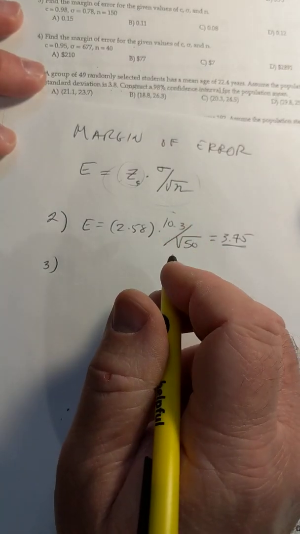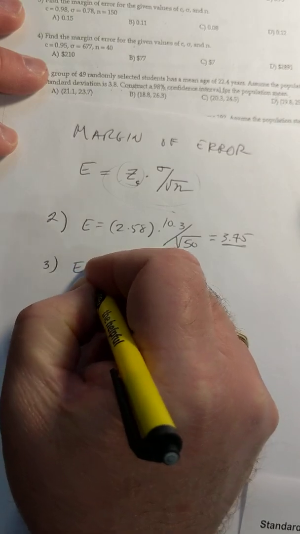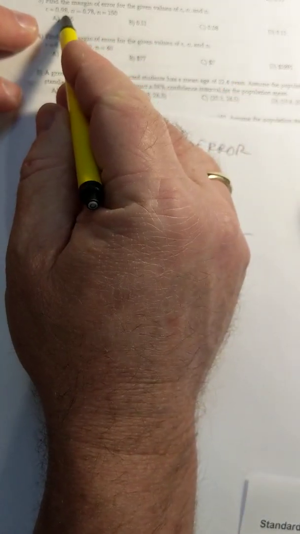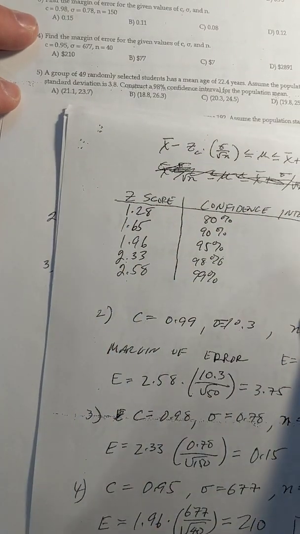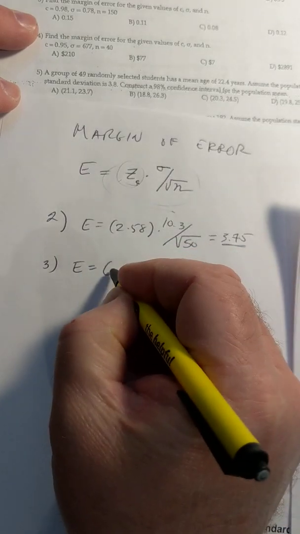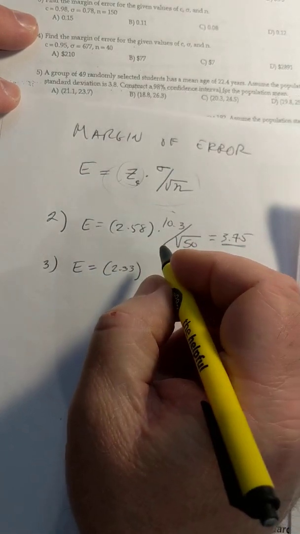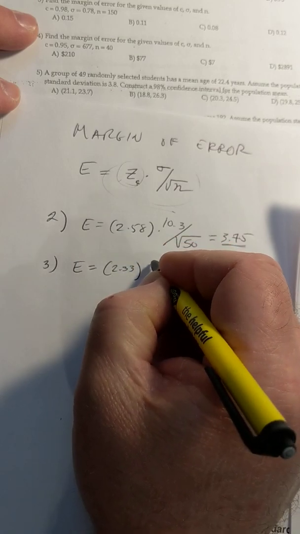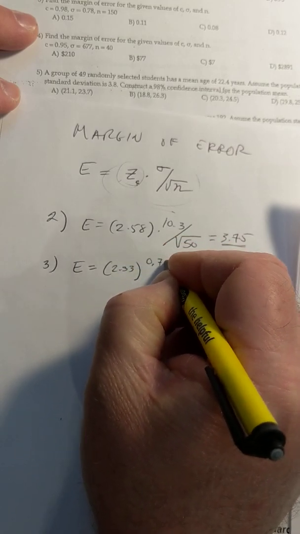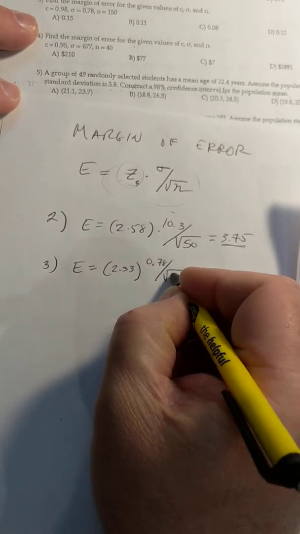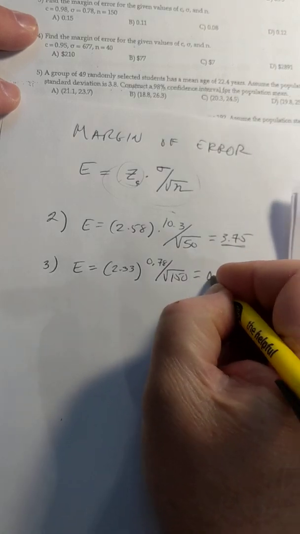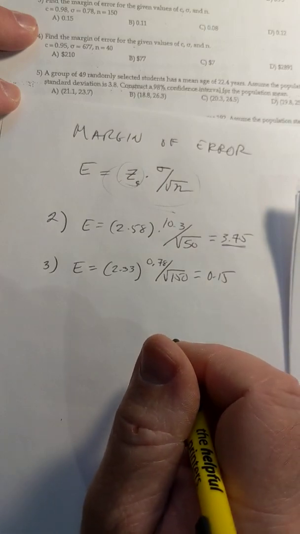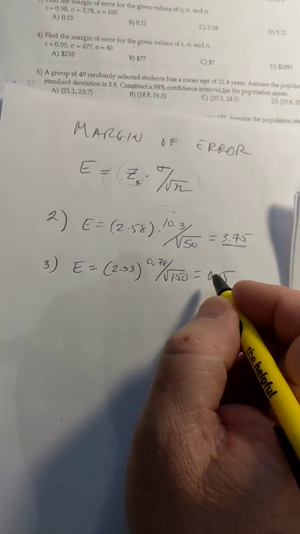I'll do one more like this, number 3, because these are really straightforward. The error equals, now this is a 98% confidence interval for number 3. 98% is 2.33, which means we're allowed to go out 2.33 standard deviations on either side of the mean. Each standard deviation is 0.78. And the square root of the sample size, the square root of 150. We get, for that one, 0.15. So that is our margin of error for number 3.